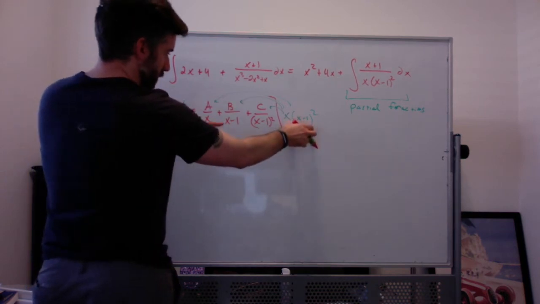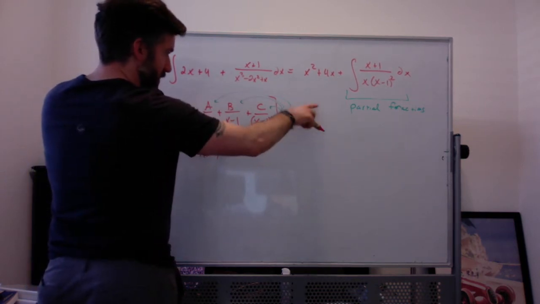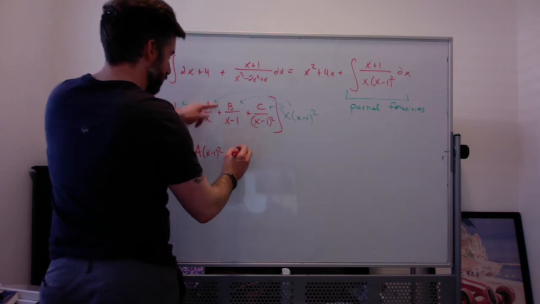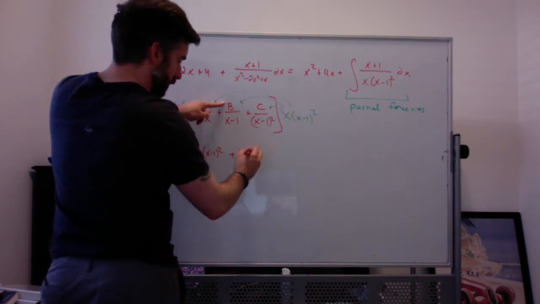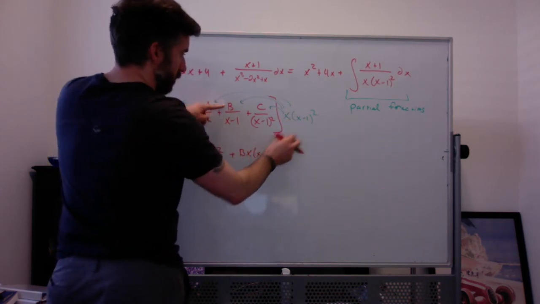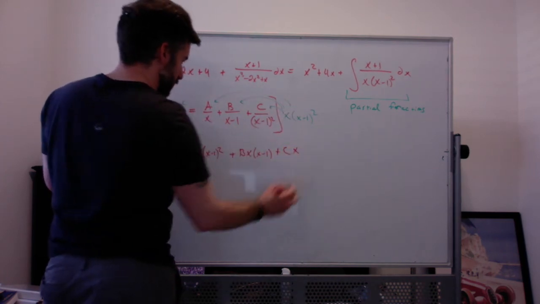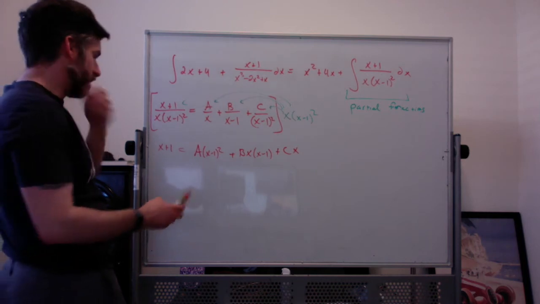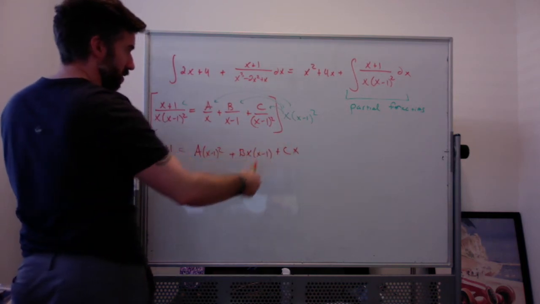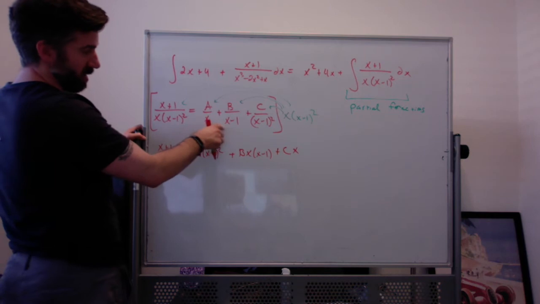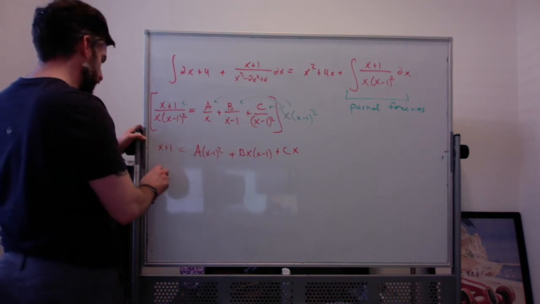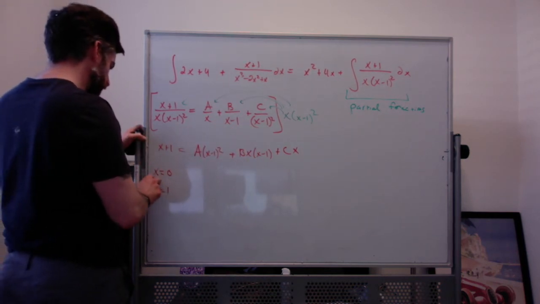When you multiply this times b, you get one of the x minus 1's canceling, but you're left with b times an x times one of the x minus 1's. And when you multiply this times c over x minus 1 squared, the x minus 1 squared's cancel, and you get c times x. And then we do the thing where you pick the convenient values of x that make some of these things 0, or pick the places where it would make the denominator 0. So we know we're going to pick x equal to 0 and x equal to 1.